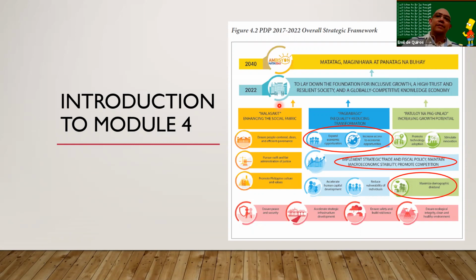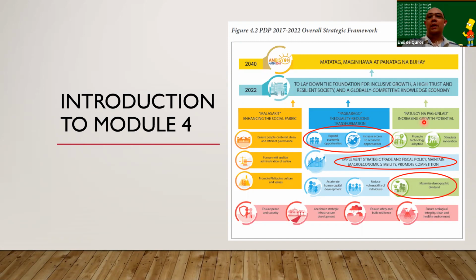People-centered, all of your safety nets, for peace, etc. Pagbabago, you know, inequality, reducing transformation, giving people more jobs, better jobs. Human capital is there. We talked about that, health, human vulnerability, safety nets. And then the growth potential, patuloy na pag-unlad. How do you infuse technology? Again, stimulate investments, innovation, and then use government revenues smartly.